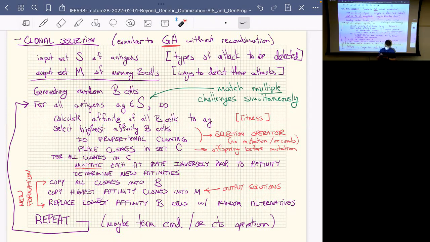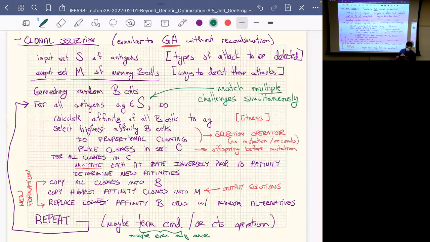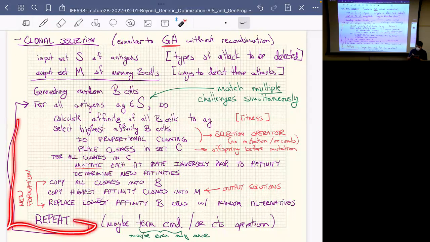Or you can run this once. It might be you terminate, maybe even after only once. So you could do this process just once for all of your antigens, and you may actually get a pretty good match. Or you can repeat this process with the new B population that comes out of this whole mess and try it all over again, hoping that you'll eventually get these kind of multi-objective classifiers that do well at matching a bunch of things.